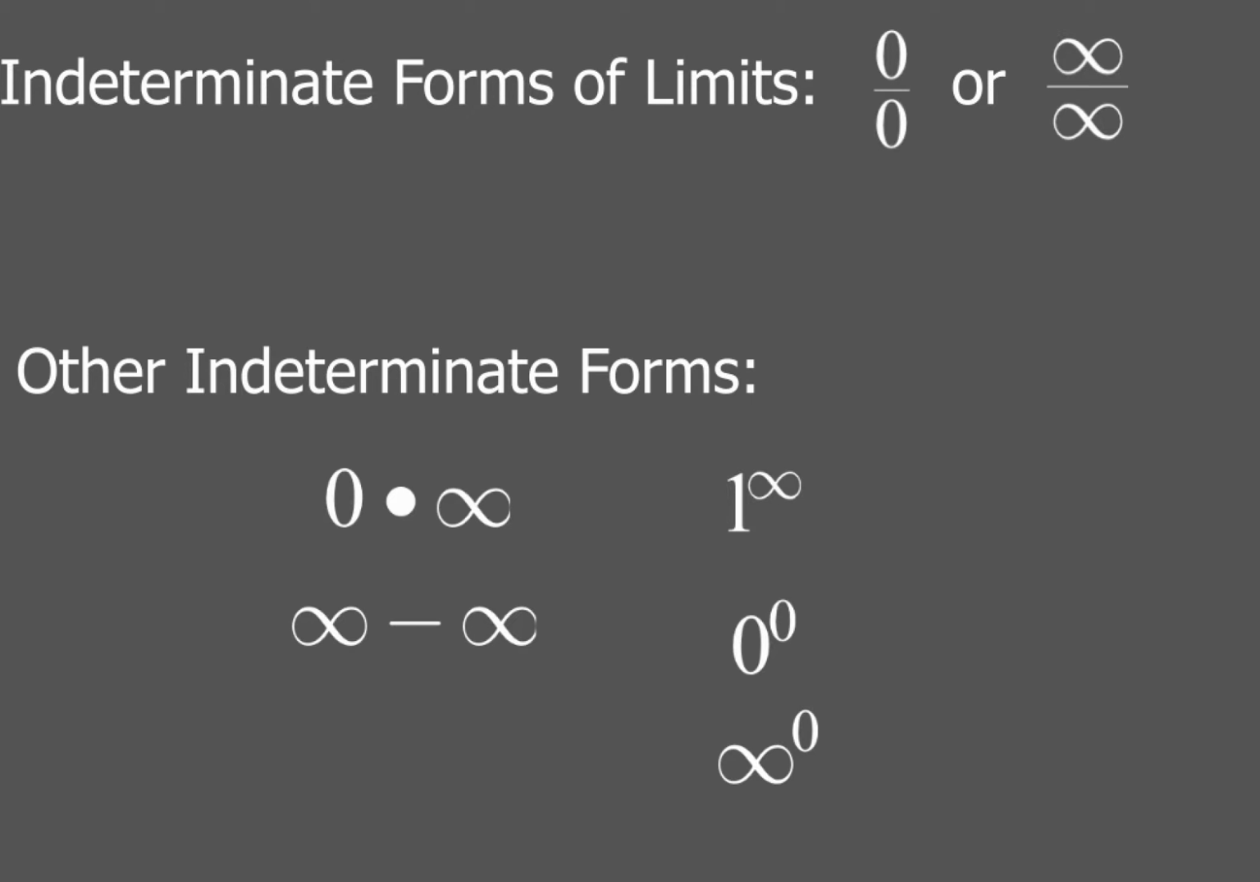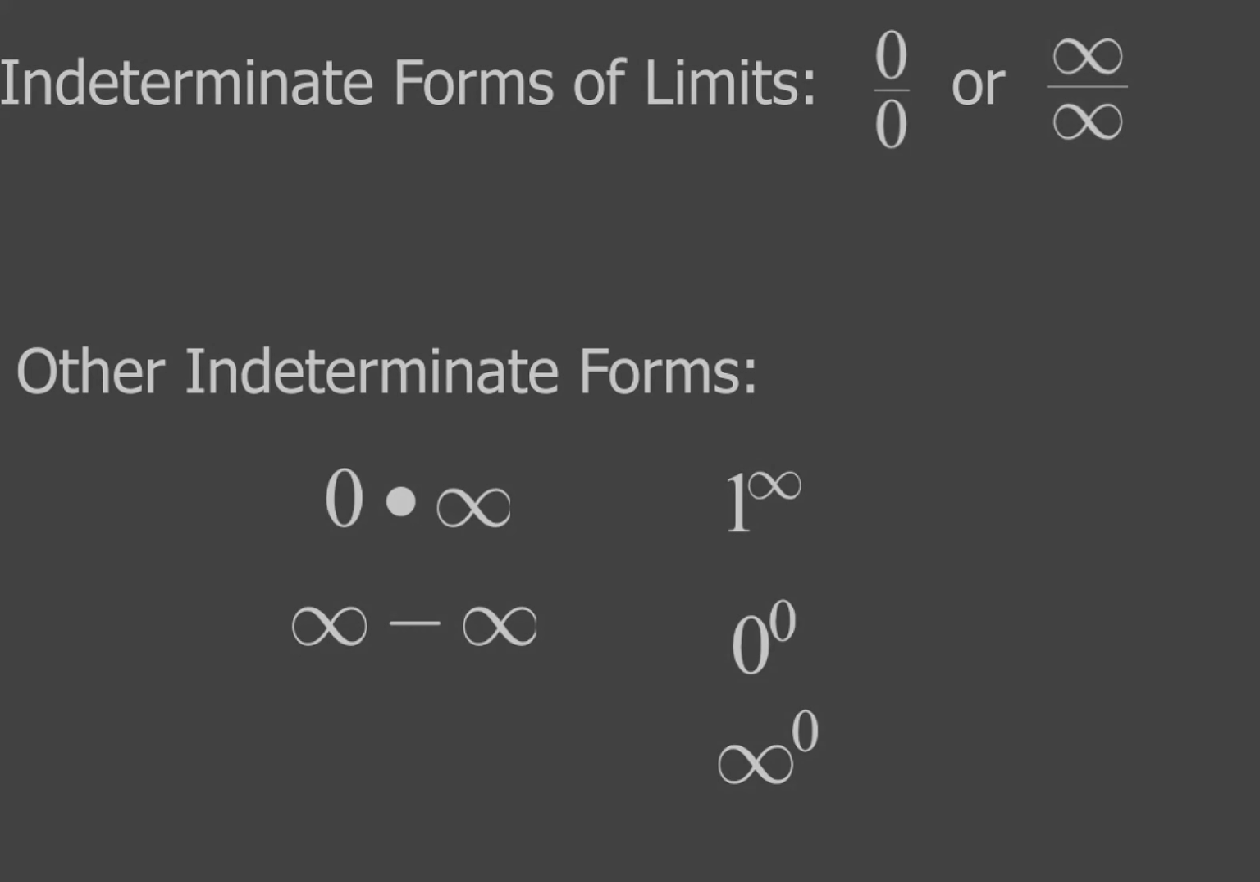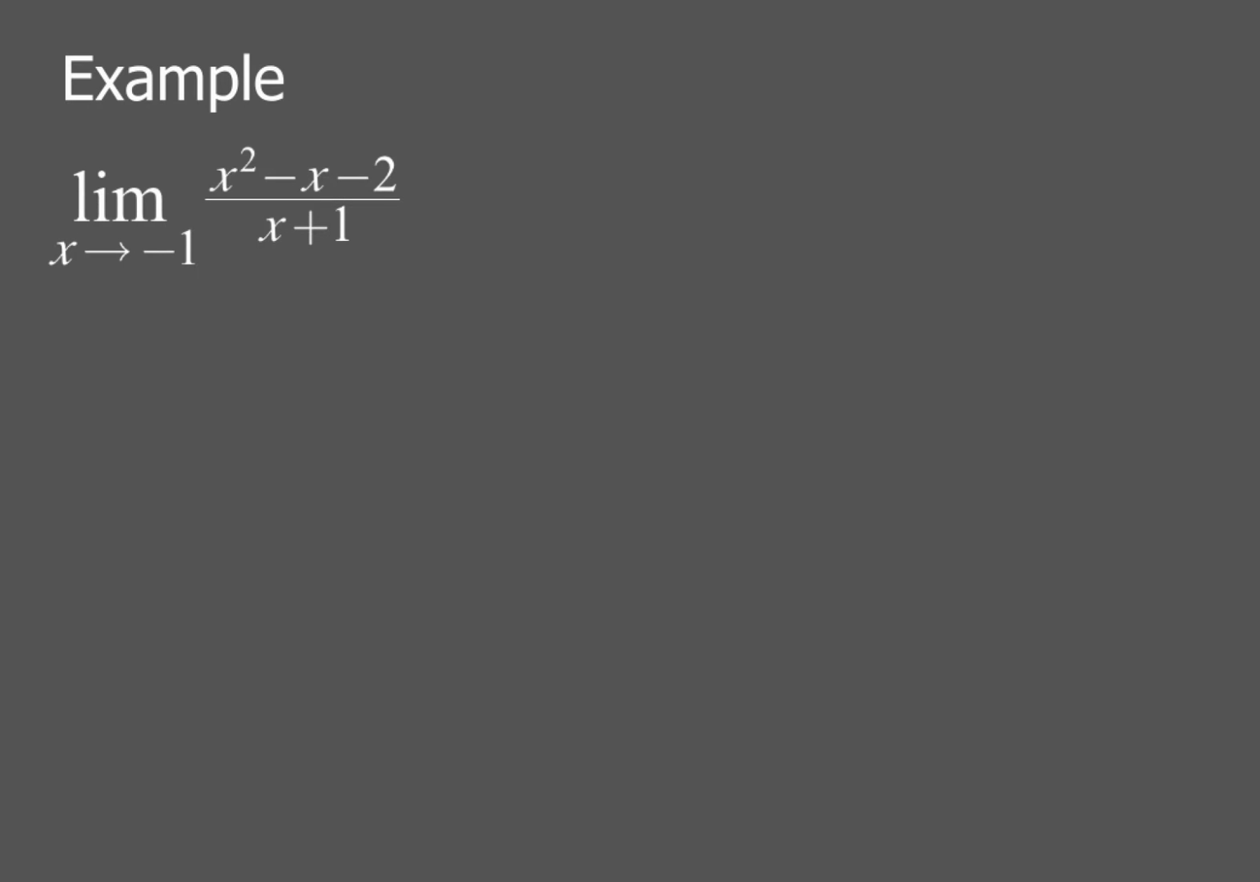Let's go ahead and take a look at our first example. So here we are. We've got to find the limit as x approaches negative 1 of x squared minus x minus 2 divided by the quantity x plus 1. Now, of course, you always want to use direct substitution first. So when we do that, when we put negative 1 in everywhere for the x, we get negative 1 squared minus negative 1 minus 2, all of that over negative 1 plus 1. So the denominator is going to be 0.